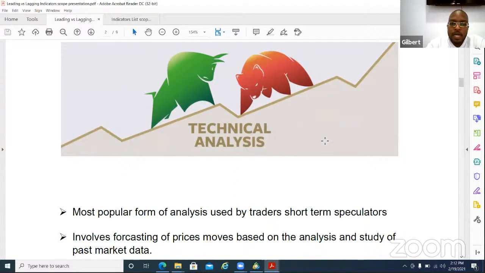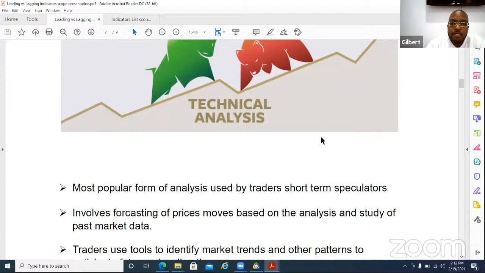Okay, so technical analysis. What is technical analysis? Now, technical analysis is the most popular form of analysis, and it's used by many traders, mostly traders who are engaging in short-term speculation. So if you look to trade on a day-to-day basis, then there's a very high chance that you're going to be using technical analysis. However, if you're a long-term trader or investor, you're more of an investor.